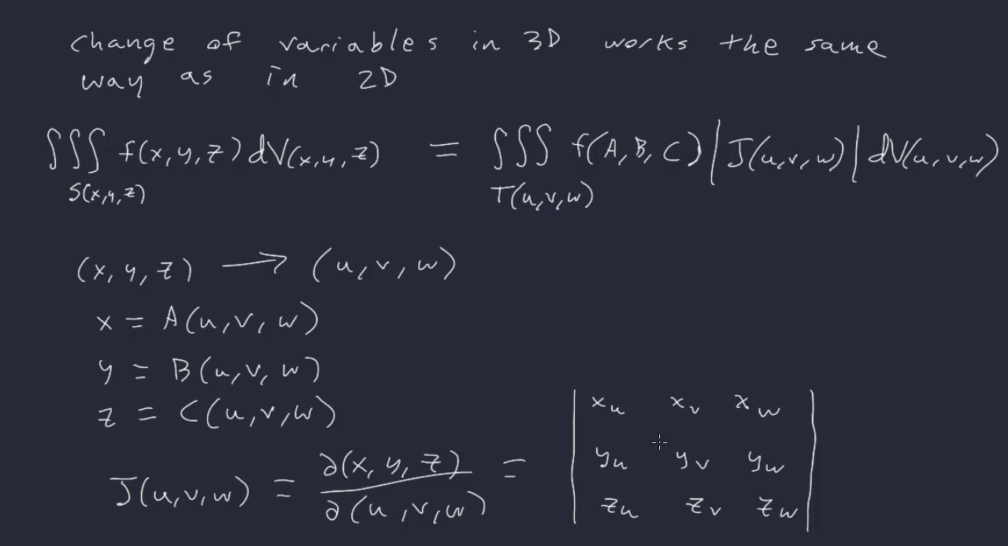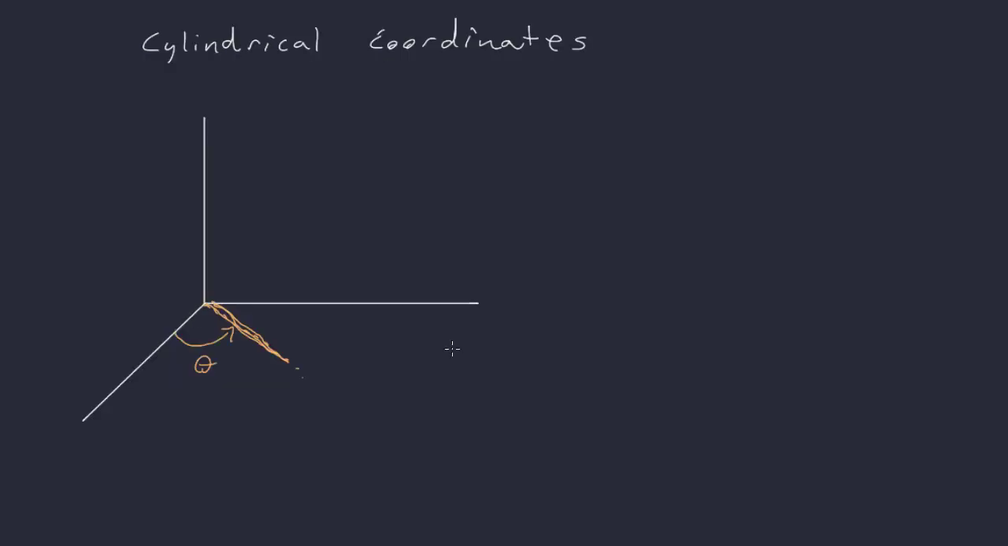Okay, so the same stuff applies. What we actually want to look at is these two really special transformations, the spherical and cylindrical, and apply what we know here to that. All right, so let's start talking about cylindrical coordinates.